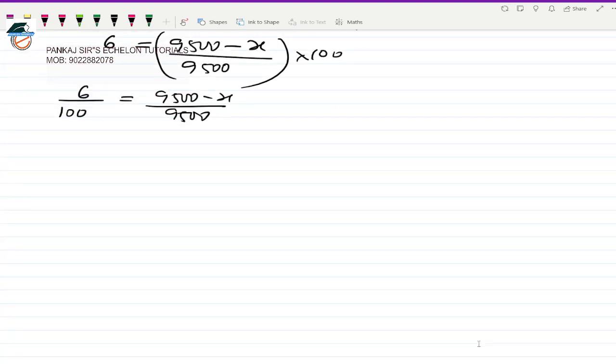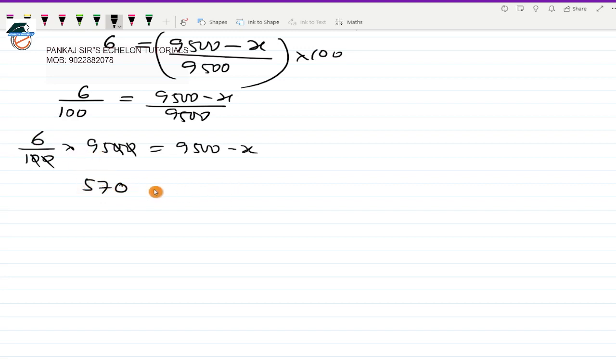Now what I will do is I'll take this 9,500 over here. So 6 upon 100 into 9,500 I'm taking here equal to 9,500 minus x. Now this should work out to what, see this 0 cuts. Now I'm left with 95 into 6. 6 5s are 30, 0, 3 carried, and 9 6s are 54. 54 plus 3 is 57. So 570 I'm getting equal to 9,500 minus x.